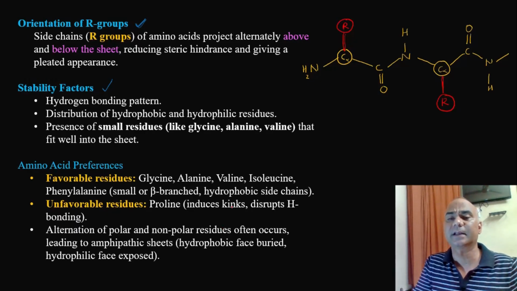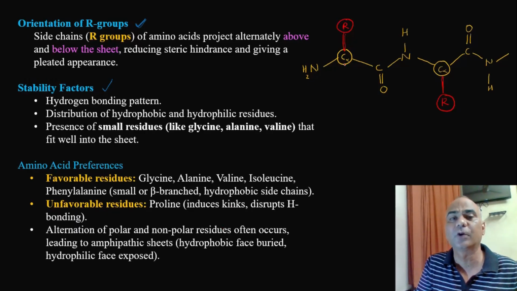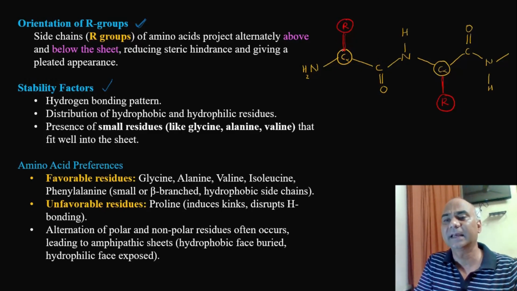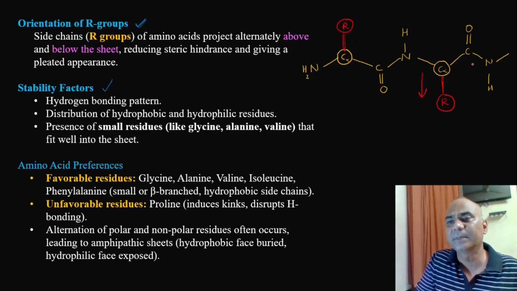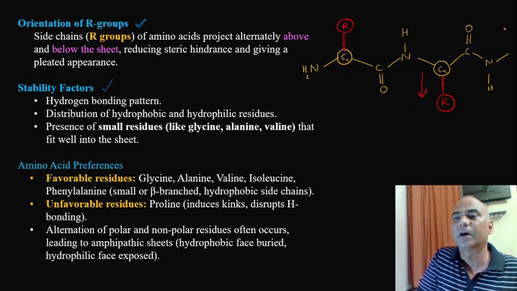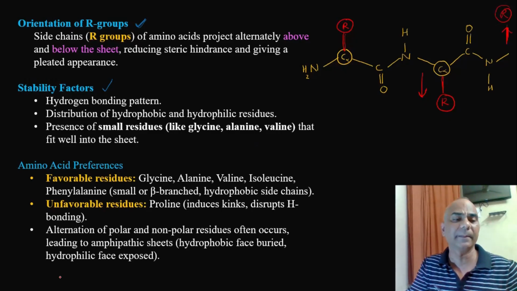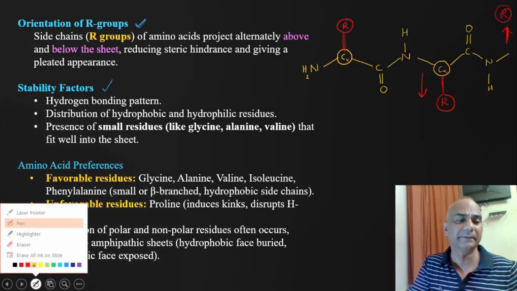The alternative arrangement: this arrangement is found alternatively. If the alkyl group of one amino acid is out of the plane of the paper, then the alkyl group of the next amino acid is projected downward to the plane of the paper, and similarly the alkyl group of the third amino acid is projected again out of the plane of the paper. So we can say it is an alternative arrangement.